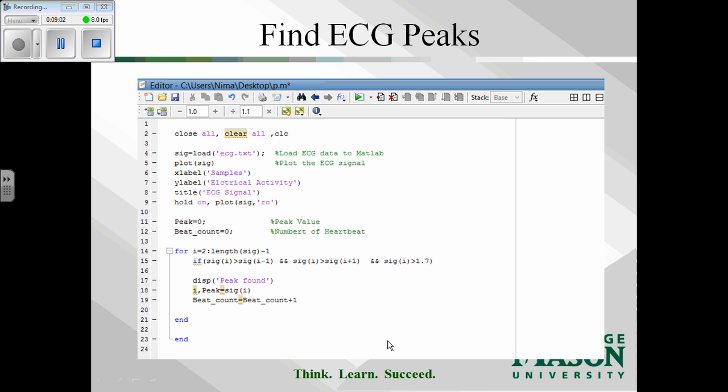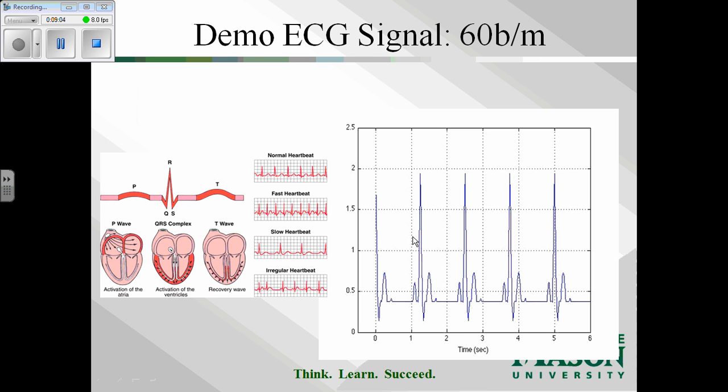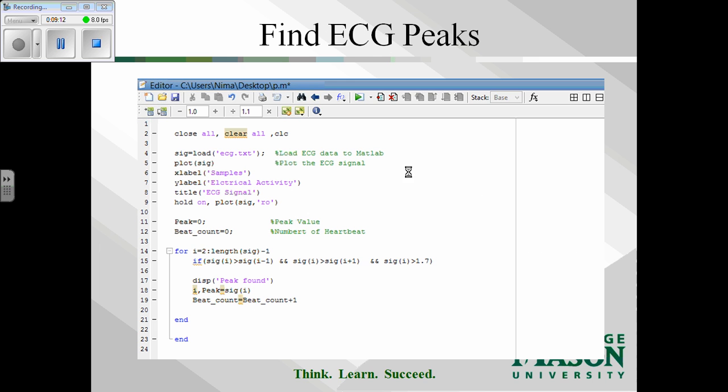Okay, so going back to this previous graph, we're looking for this point right here. We don't want everywhere it's above 1.7. We just want the actual peak. Okay, and then what they can do is add to the beat count. So we had beat count at 0. We found a beat. We have a new beat count.